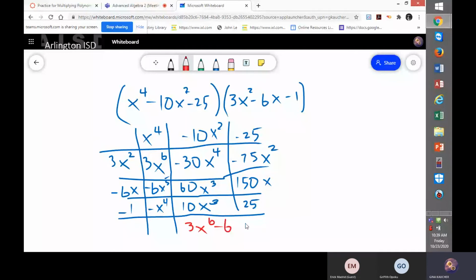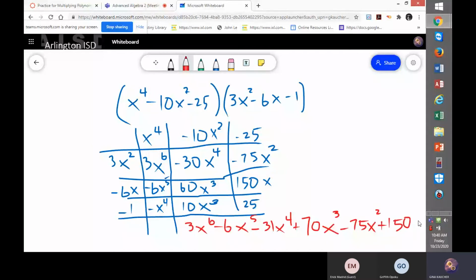Okay, now we're at 4, and they're not necessarily going to be any that are 4, but we do have some that are 4. We have negative 30 and negative 1, so that would be negative 31x to the 4th. Okay, then you go to 3. So you have 60x cubed and 10x cubed. That makes a total of 70x cubed. Okay, then squared, you have negative 75. Is that it? Negative 75x squared. And then you just have a power of 1, just the 150x.